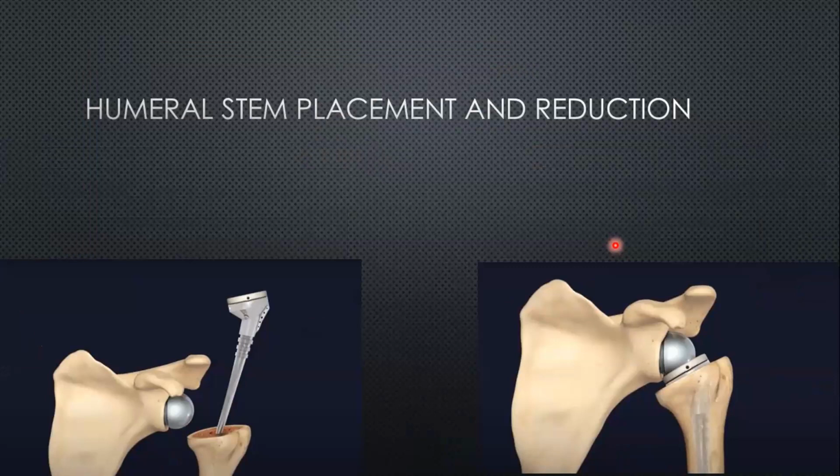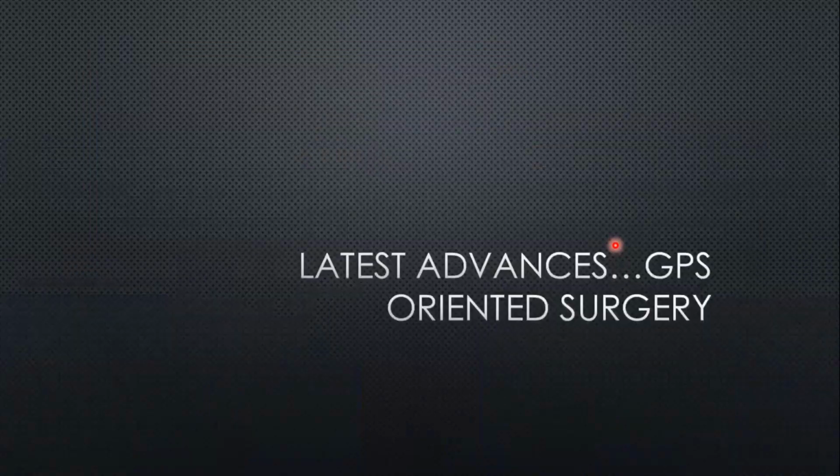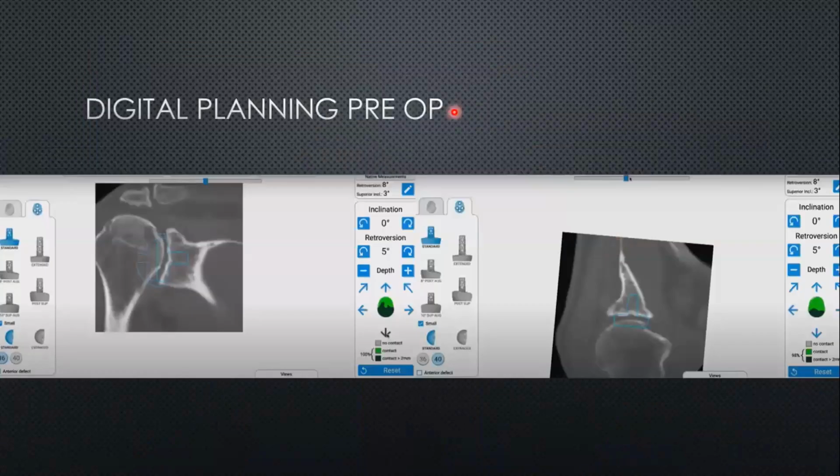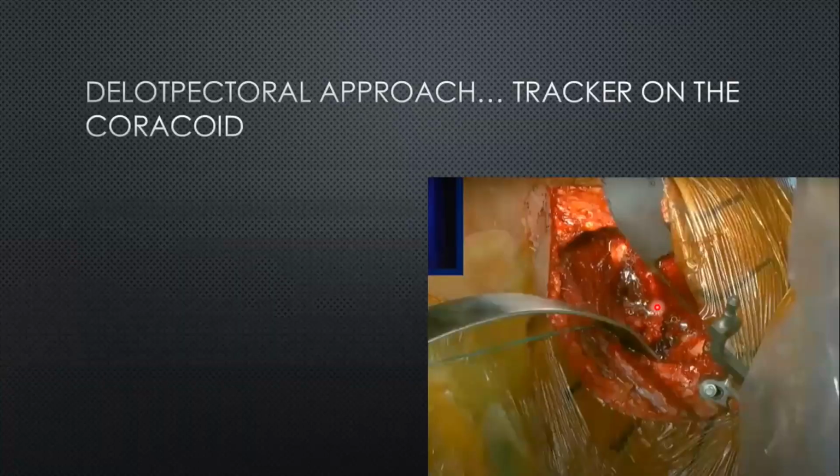Before I end it, I just wanted to show you the latest surgery that is being done. So this is the latest advances. This is called a GPS oriented surgery. So in this case, you actually have the CT scan fed into this computer software, and you can template the glenoid and the humeral head component as shown thus for varying positions. So this is the deltopectoral approach, and the tracker. This is the tracker that gives the instrumentation and the computer software a GPS 3-dimensional overview. And this is attached to the coracoid, screwed into the coracoid.